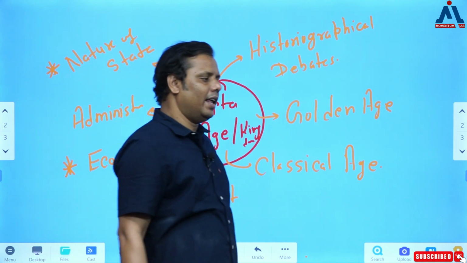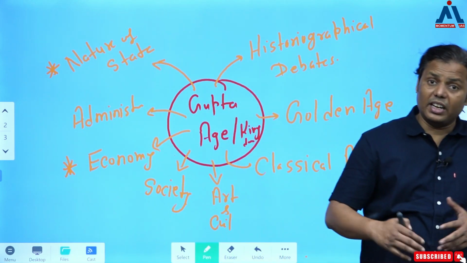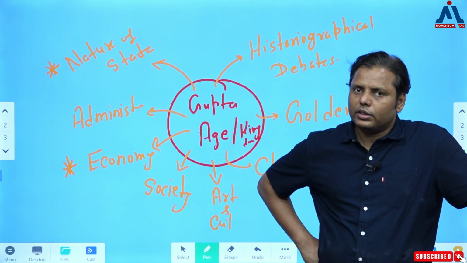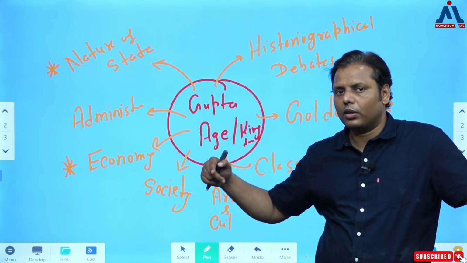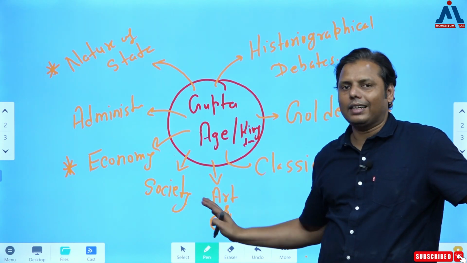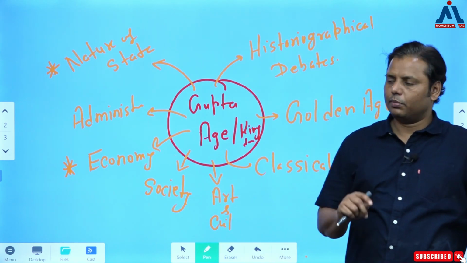There is one more area with respect to art and culture which flourished a lot during the Gupta age, that is the Sanskrit literature. It is considered to be one of the golden periods for Sanskrit literature, and this is the reason art and culture remains very significant in this period.